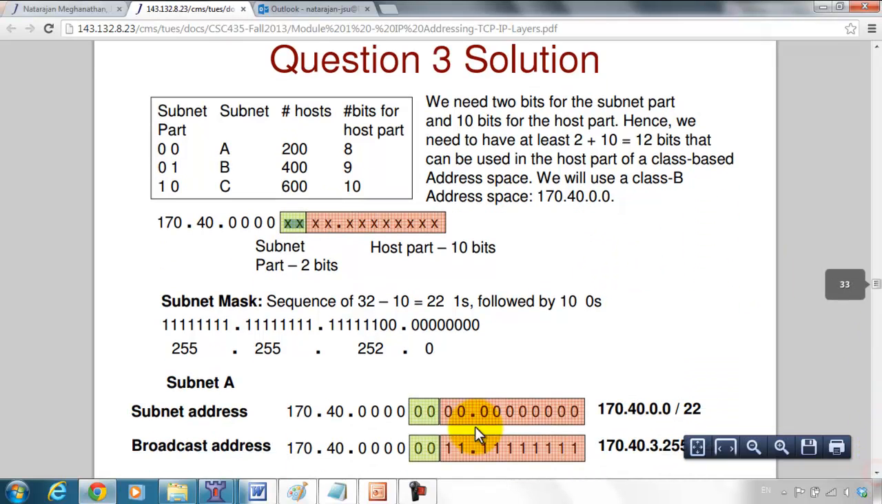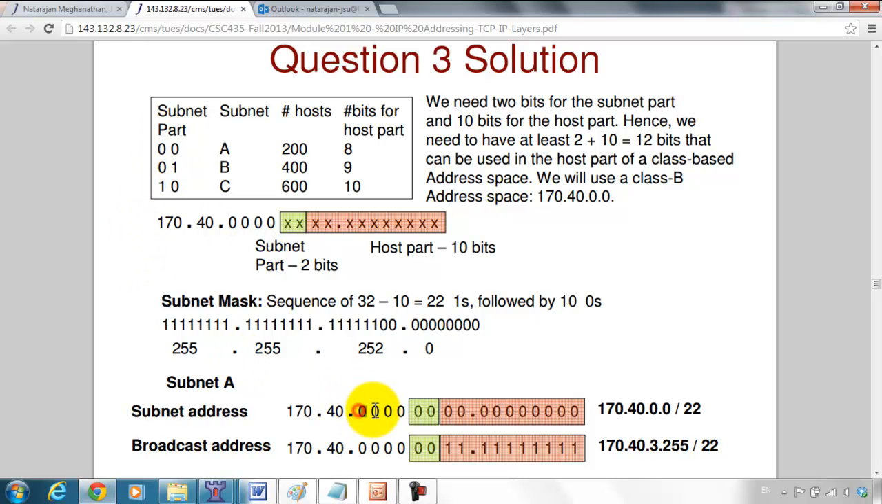So that will be something like this. This will be 8 ones, another 8 ones, and then you have 6 ones followed by 2 zeros. So 22 ones followed by 10 zeros. So these 2 zeros get here, and then you have 8 more zeros here. So we have here 255 for this, then 255 for this, and then this is 252, and then a 0. So now for subnet A, we have 0, 0 forming the 2 bits for the subnet part.